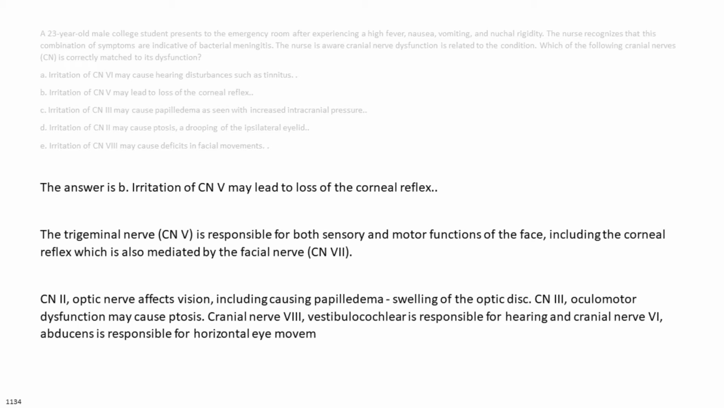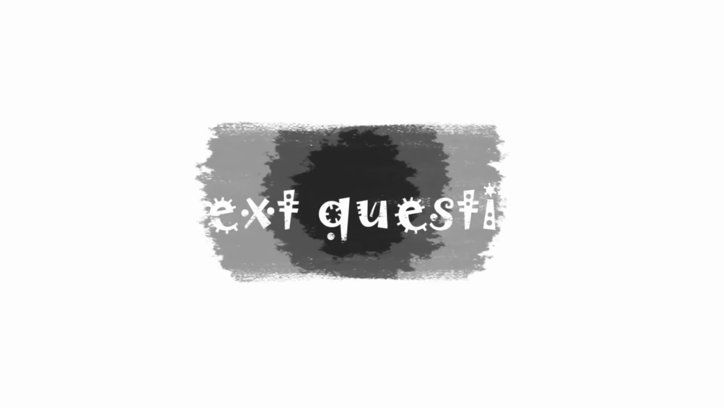CN3, oculomotor dysfunction may cause ptosis. Cranial nerve 8, vestibulocochlear, is responsible for hearing, and cranial nerve 6, abducens, is responsible for horizontal eye movements.